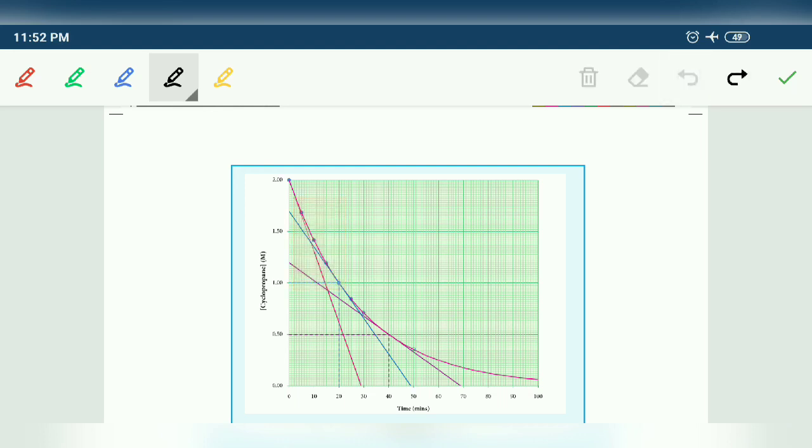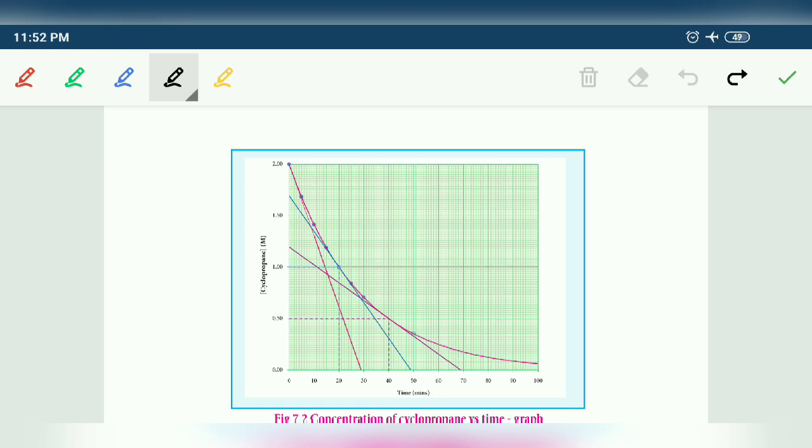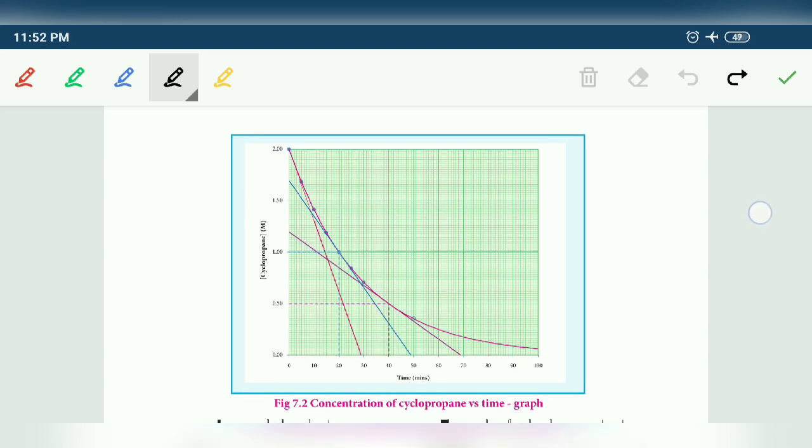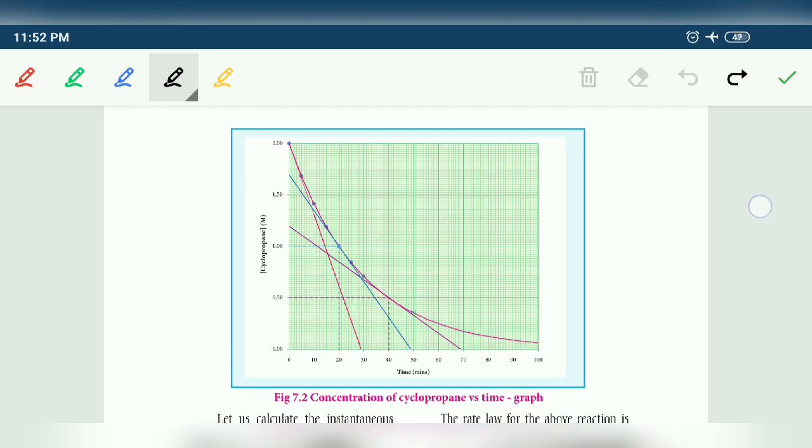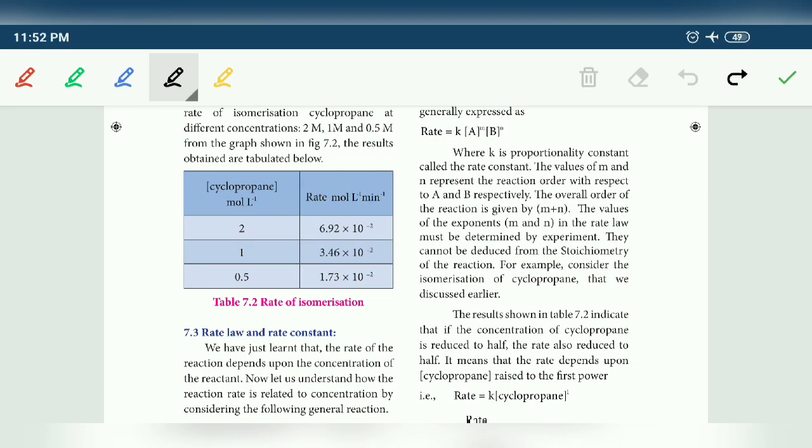At any instant. In general, the instantaneous reaction rate at the moment of mixing the reactants is calculated from the slope of the tangent drawn to the curve, in mole per liter. The rate calculated by this method is called the initial rate of the reaction. Let us calculate the instantaneous rate of isomerism of cyclopropane at different concentrations.